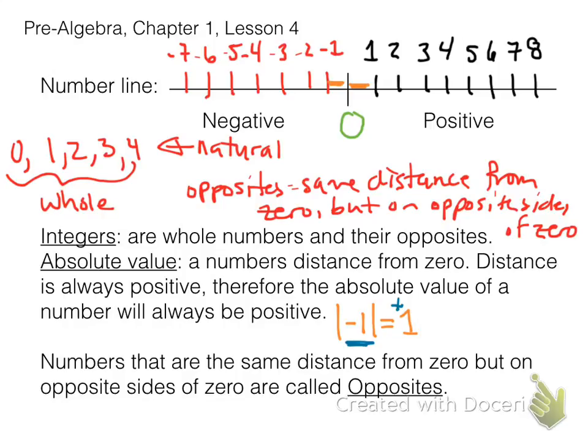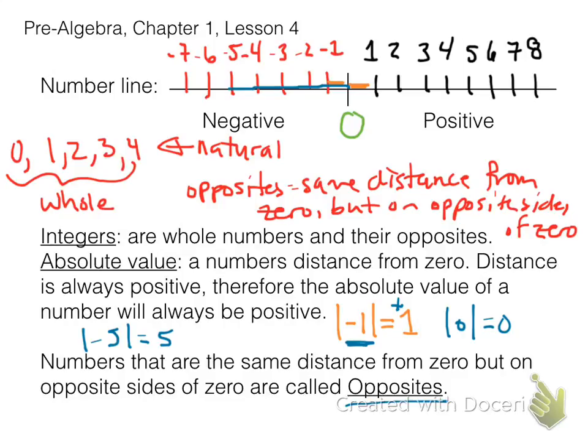Unless it's 0, because what is 0's distance from 0? 0. So the absolute value of 0 is 0, okay? The absolute value of -5 is 5 because -5 is 5 units from 0, okay? Alrighty, so numbers that are the same distance from 0 but on the opposite side, those are opposites. We already covered that. Alright, let's move on.